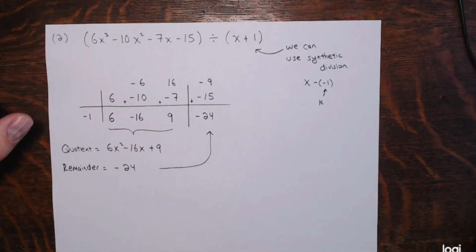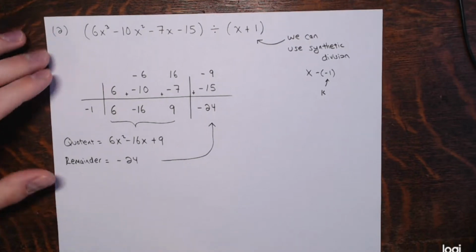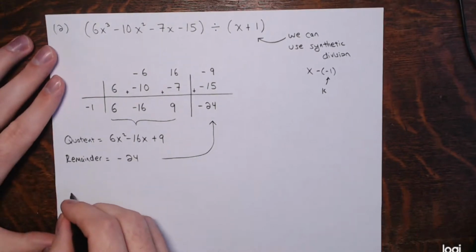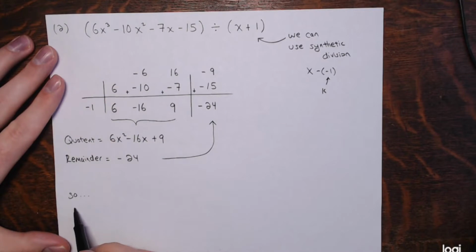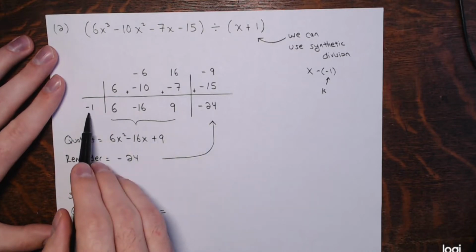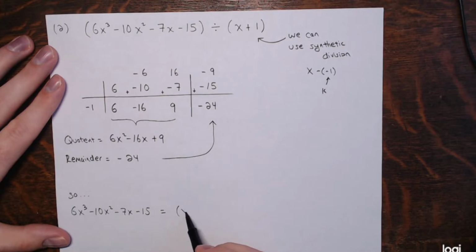Now, if you want to write the result, say the whole dividend equals divisor times quotient plus remainder, it would be the following, right? So, 6x cubed minus 10x squared minus 7x minus 15 should be equal to, and then just read across this row. If there's a -1 here, that means the divisor was x plus 1 times the quotient, which is coming from here, 6x squared minus 16x plus 9, and then plus the remainder, right?